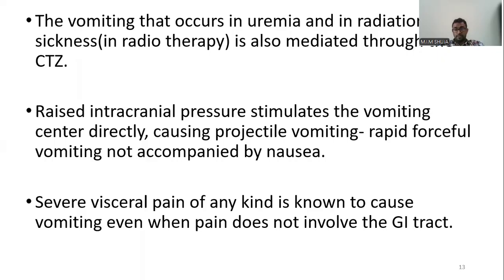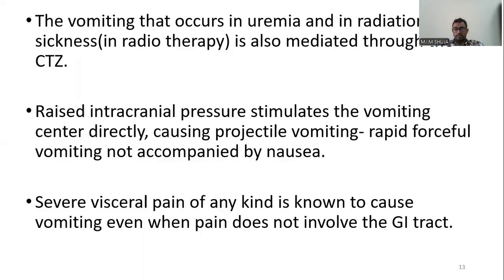Increased intracranial pressure inside the skull can stimulate the vomiting center directly. This can cause projectile vomiting, which means sudden, forceful vomiting. Classically, it may occur with little or no preceding nausea. This is very important clinically because projectile vomiting, especially when associated with severe headache, visual disturbances, altered consciousness, seizures, papilledema, or neurological signs is a red flag. We should not treat it as simple gastritis or gastroenteritis.